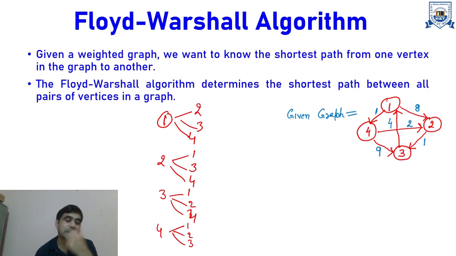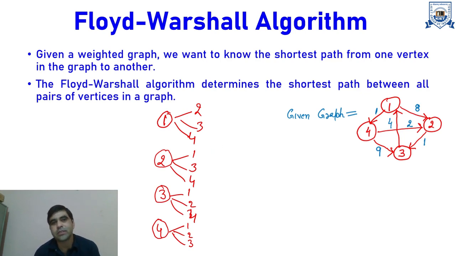Dijkstra is used to find the shortest path from a single source. So suppose my problem is to find the shortest path between all pairs of vertices. Then I need to apply the Dijkstra algorithm many times, in this case 4 times: once taking 1 as the source vertex, another time taking 2, a third time taking vertex 3, and a fourth time taking vertex 4. So you need to apply Dijkstra 4 times.